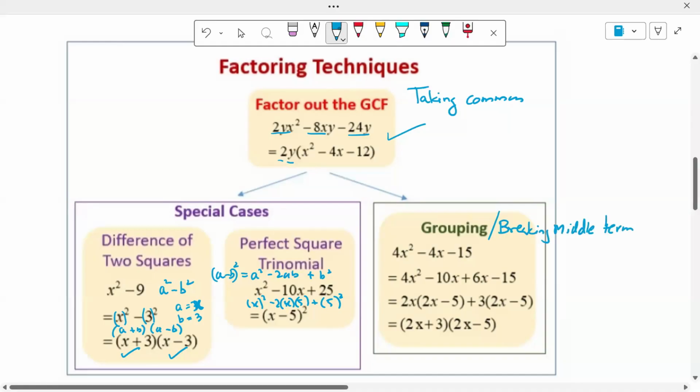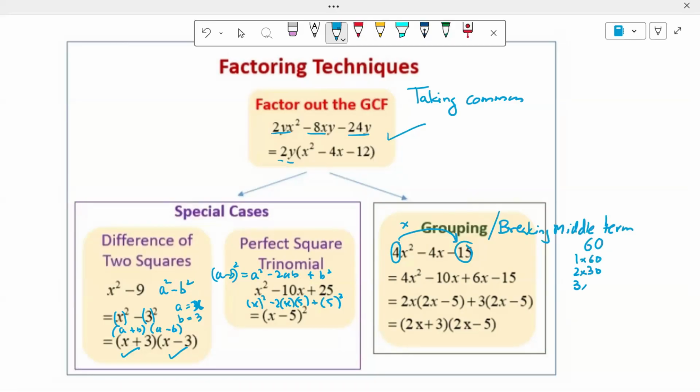The very first thing to do in breaking the middle term is this. You need to multiply the coefficient of x square with the constant, that is 4 multiplied by 15, which gives us 60. After this, you are going to make the paired factors: 1 into 60, 2 into 30, 3 into 20, 4 multiply 15, then 5 into 12, then 6 multiplied 10. These are the paired factors.